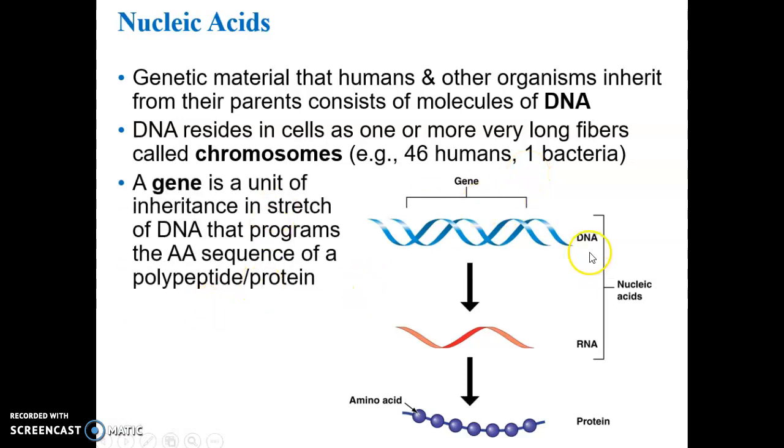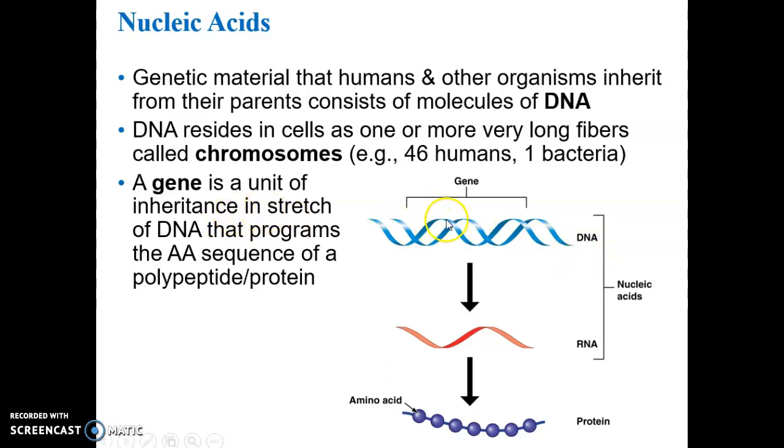So the entire DNA molecule is broken up into informational units that are called genes. So a gene is a section of DNA, and that genetic information, that gene, is the information to produce a particular protein. So a gene is a unit of inheritance because genes are on chromosomes, the DNA molecule, and we inherit them from our parents.